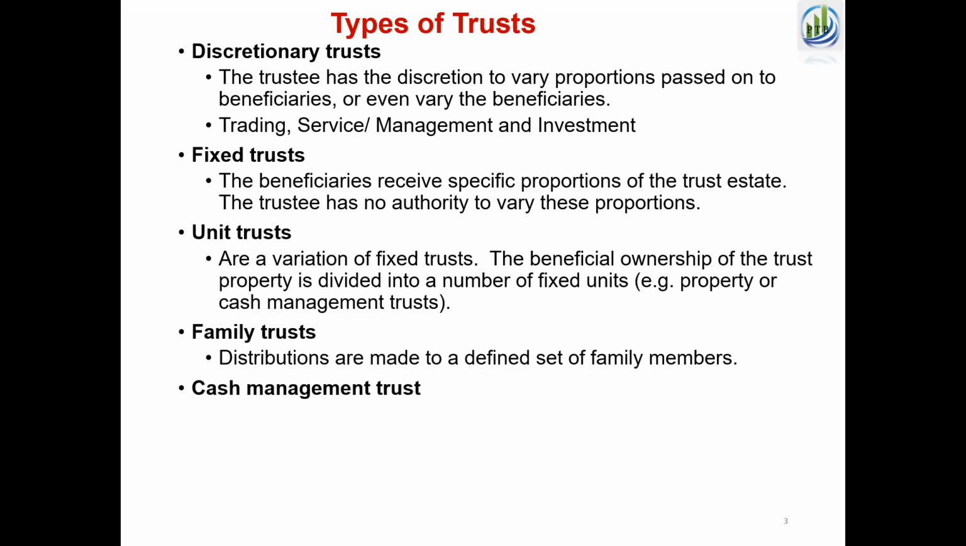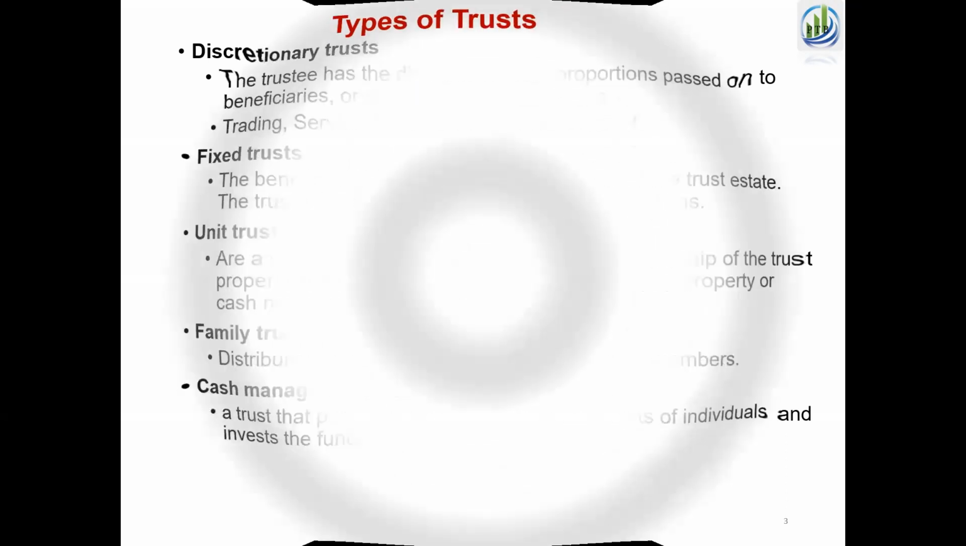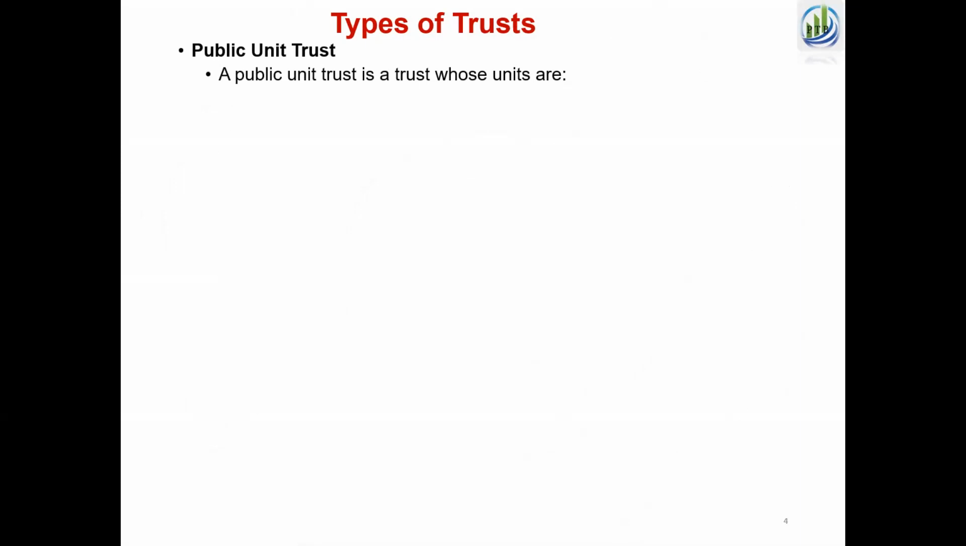Cash management trust: if a group of investors join together and set up a trust to invest in property or some investment funds, that's called a cash management trust. And public unit trust. Public unit trust means 50 or more people should be included as beneficiaries, and 20 or fewer people should not hold more than 75 percent of the units, right? This is a unit trust.